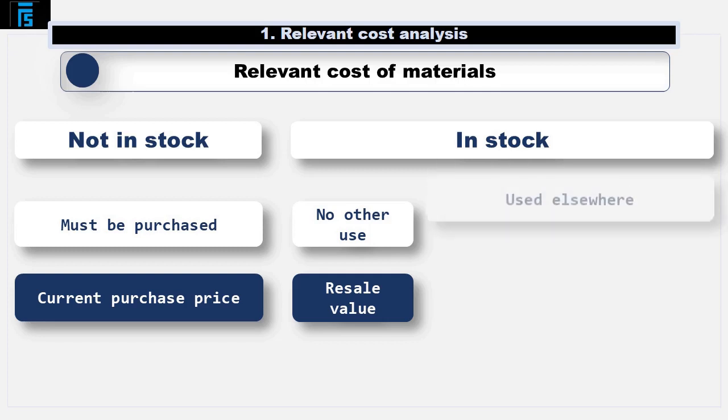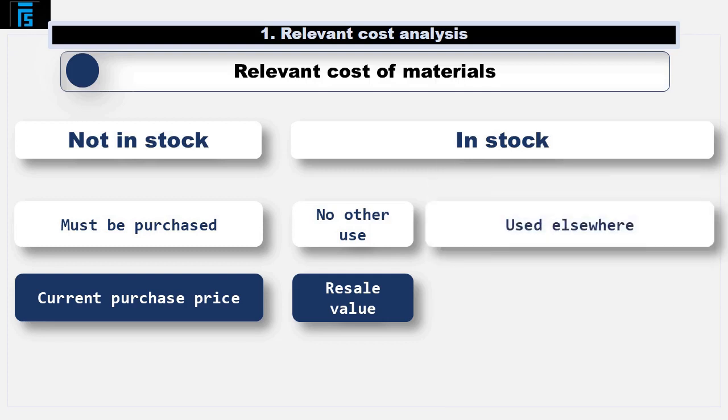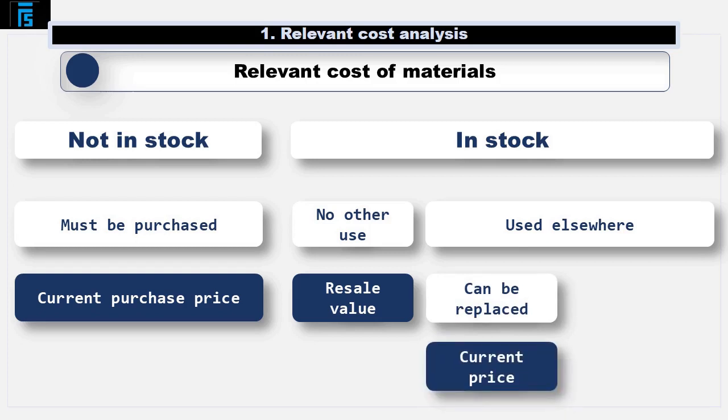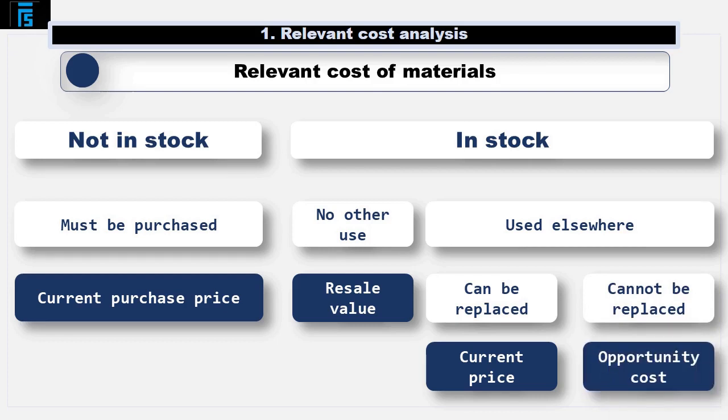If the material is used elsewhere in the business, then we must assess whether this material can be replaced. If it can be replaced, then the relevant cost is the current purchase price paid to replace what we have taken. If it cannot be replaced, however, it is considered to be scarce, and to calculate the relevant cost, we must consider the contribution that has been lost as a result of not using the material elsewhere in the business.